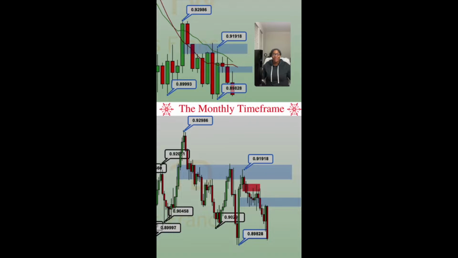Also, I did go to school, you guys. I was going to school to be an accountant, and as an accountant, you had to learn about economics. We trade economics every single day. So I take that knowledge as well and apply it to the price charts too.